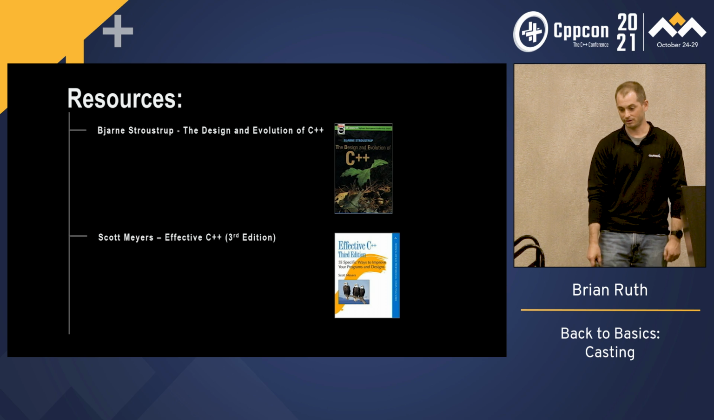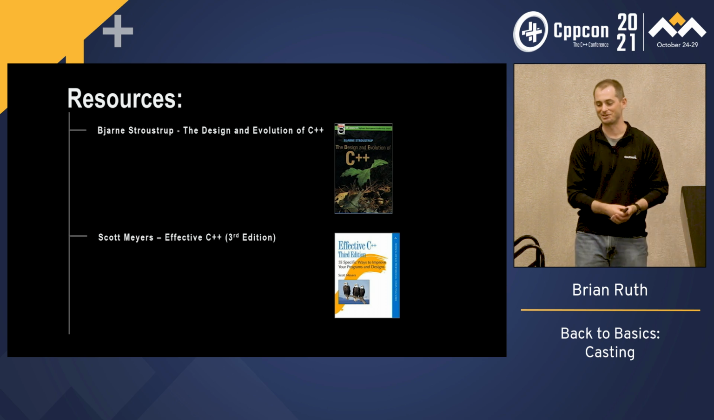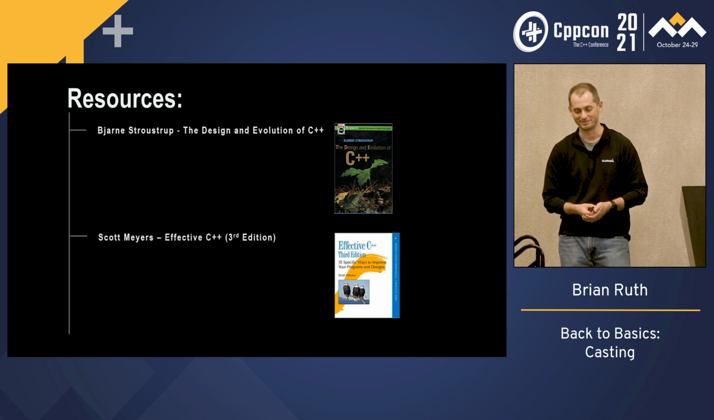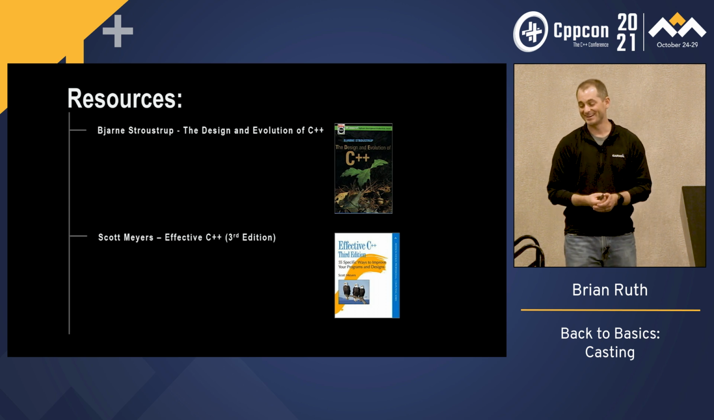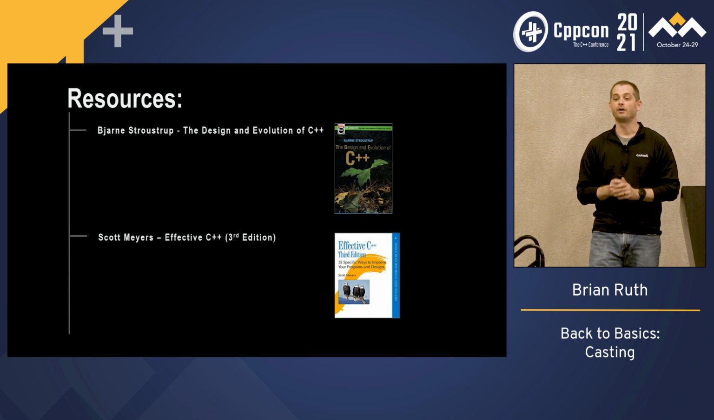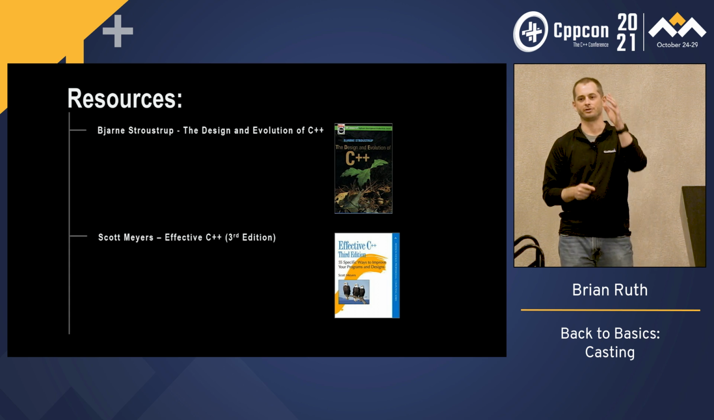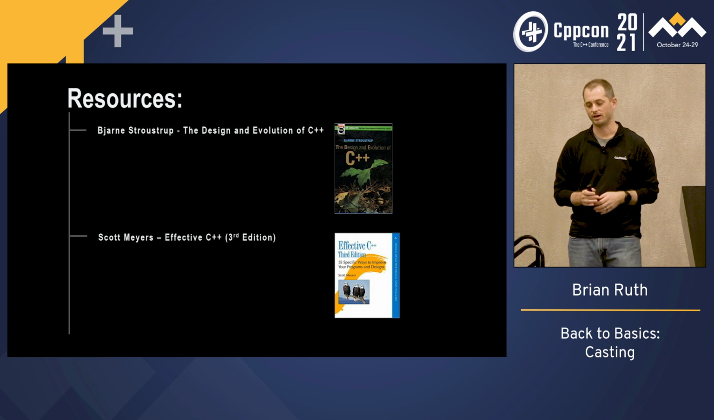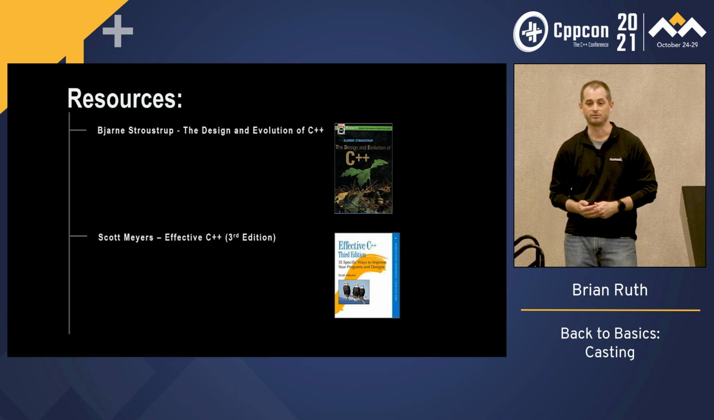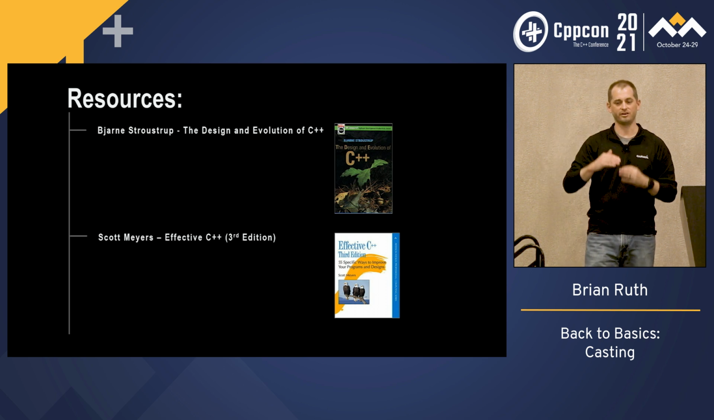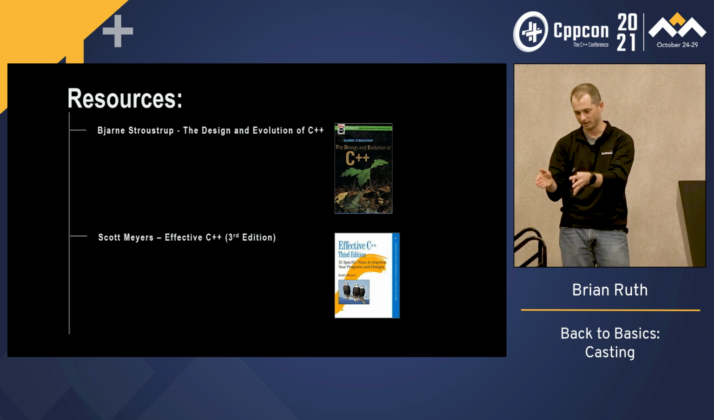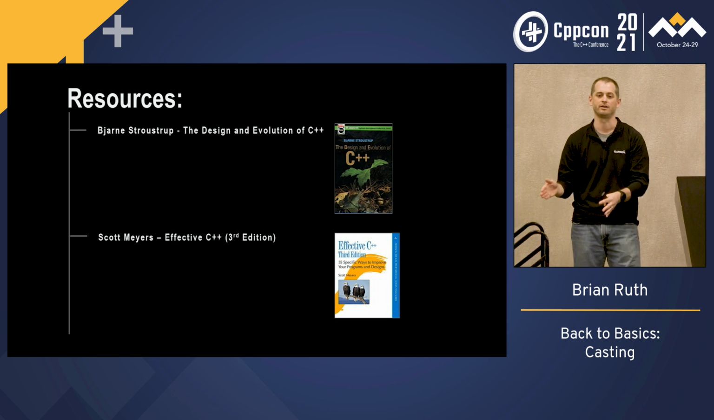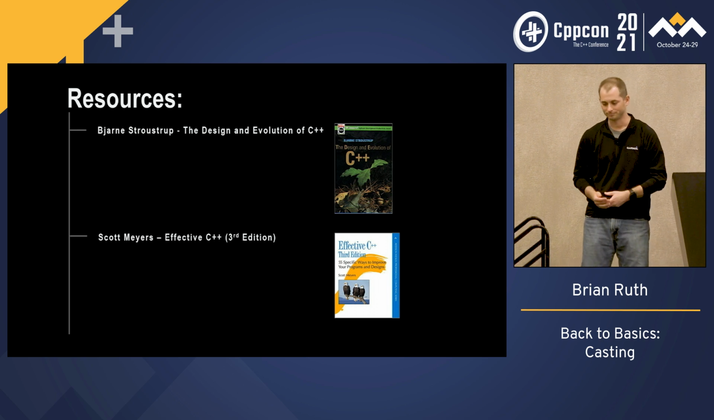Some resources. There's the Design and Evolution of C++, which, yes, is out of print, but if you really want it, you can find it. And then one thing that really helped me understand all of the weirdness with all of the built-in C++ style casts is Scott Meyers' Effective C++. He has a nice chapter where he goes over all of the different uses of these casts. And that's really when I first started to understand how all of these casts worked.